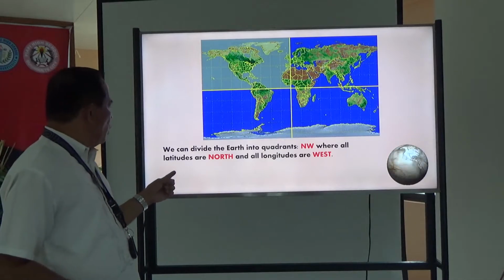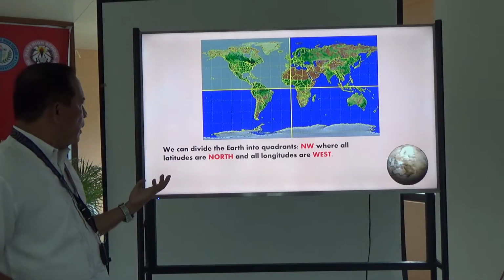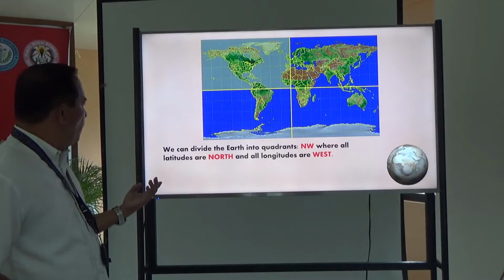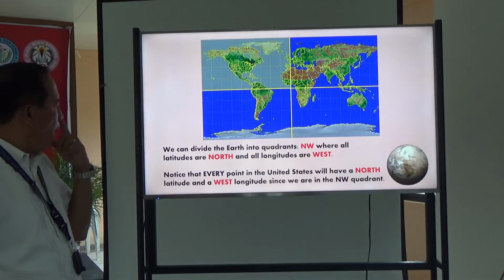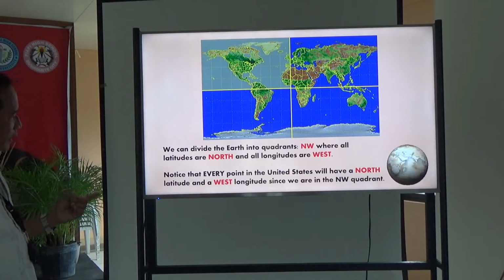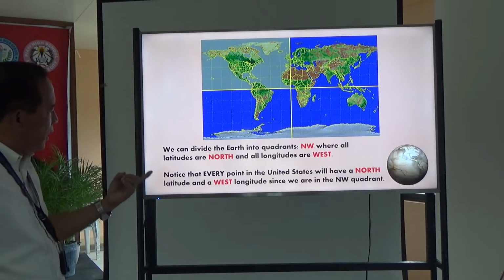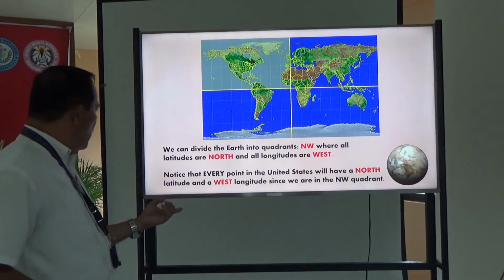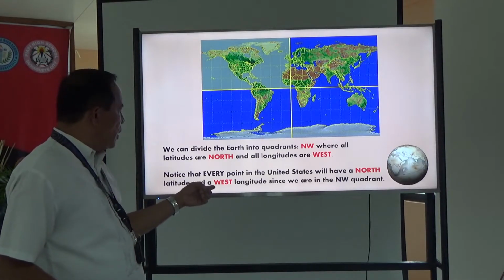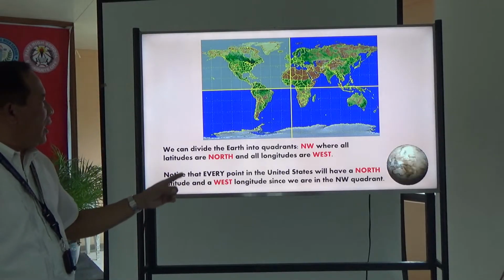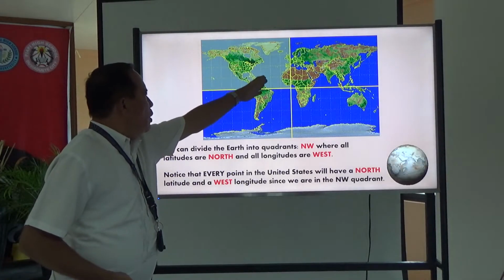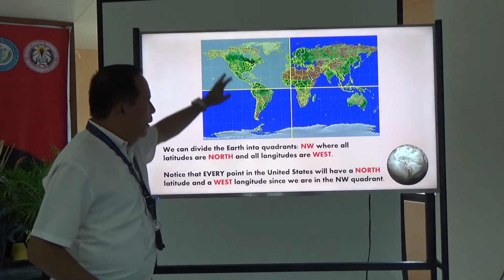We can divide the Earth into quadrants, as I said a while ago, where all latitudes are north and all longitudes are west. Okay. Notice that every point in the United States will have a north latitude and a west longitude, since we are in the northwest quadrant. Okay. Northwest quadrant, this one here.